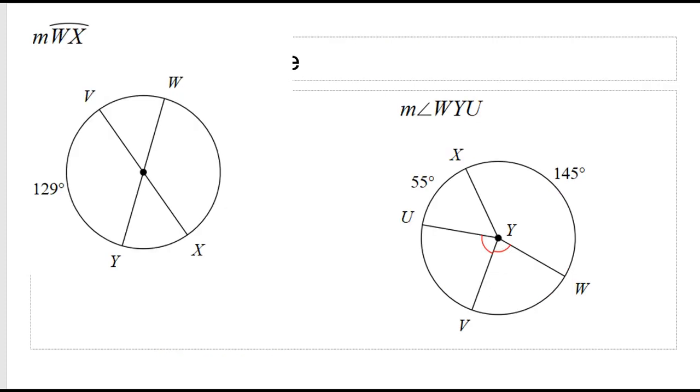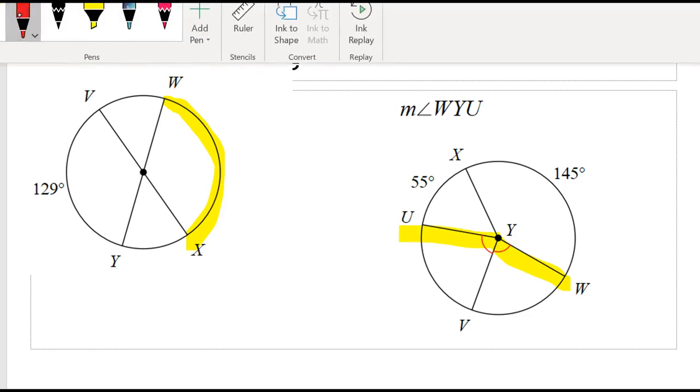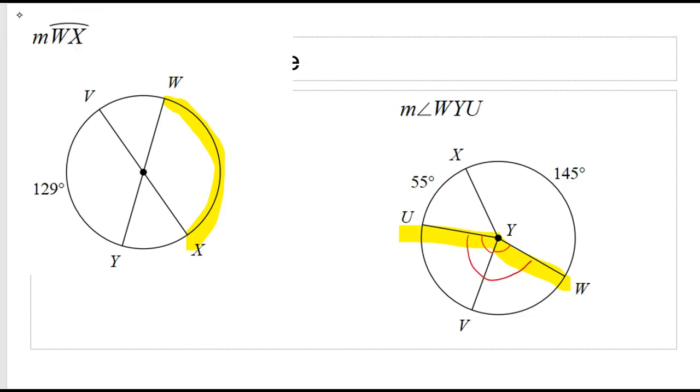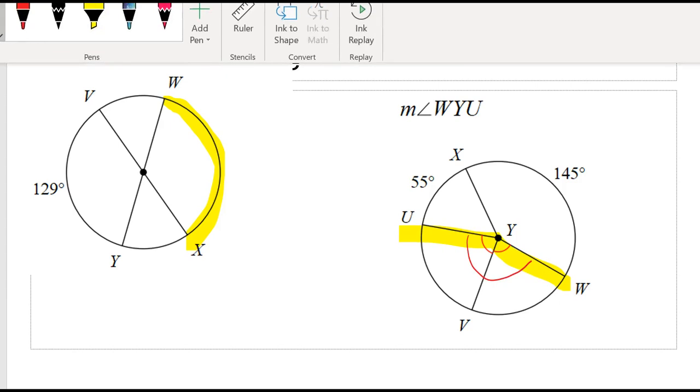Alright, so before we even dive into these problems, let's determine what they're looking for. In the left one, they're looking for the measurement of arc WX. So arc WX, guys, literally means the arc. So that means we're looking for that angle measurement. Now, if you look at the one on the right, it says angle WYU. So I find W, I find Y, and I find U. So it's actually looking for that entire angle. It wants to know the entire thing. So you've got to make sure to add whatever you're looking for.